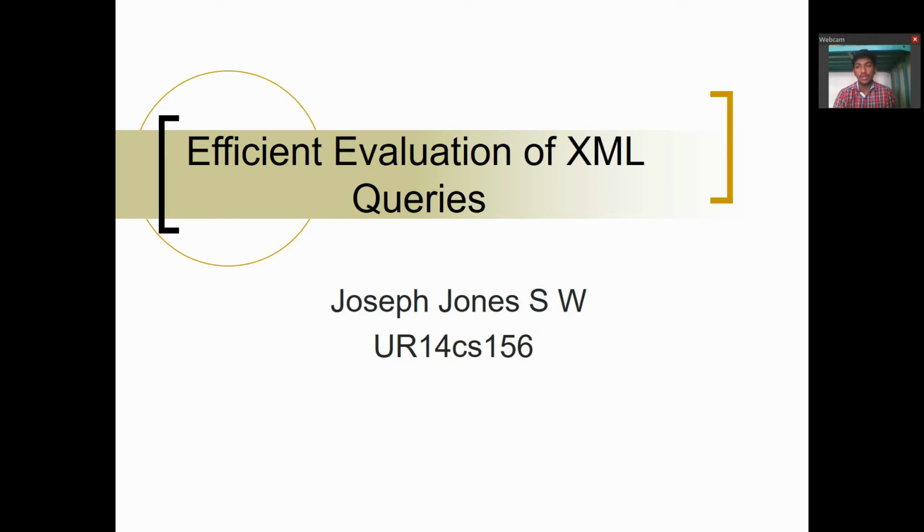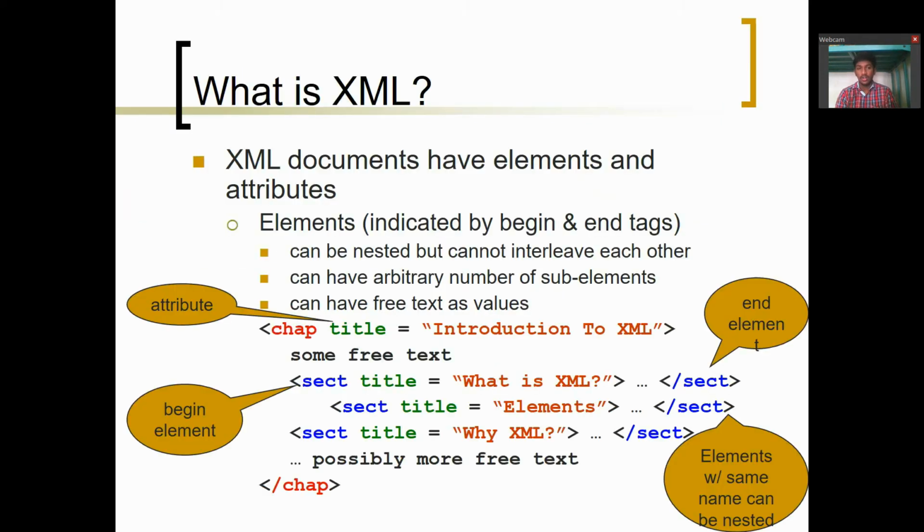I'm going to do my quality assessment on the topic efficient evaluation of XML queries. Let's see what there is. What is XML? XML documents have elements and attributes. XML basically looks like HTML code, which has tags, an opening tag and a closing tag, and some attributes for the tag. Inside that, it may contain the data. So it's semi-structured data.